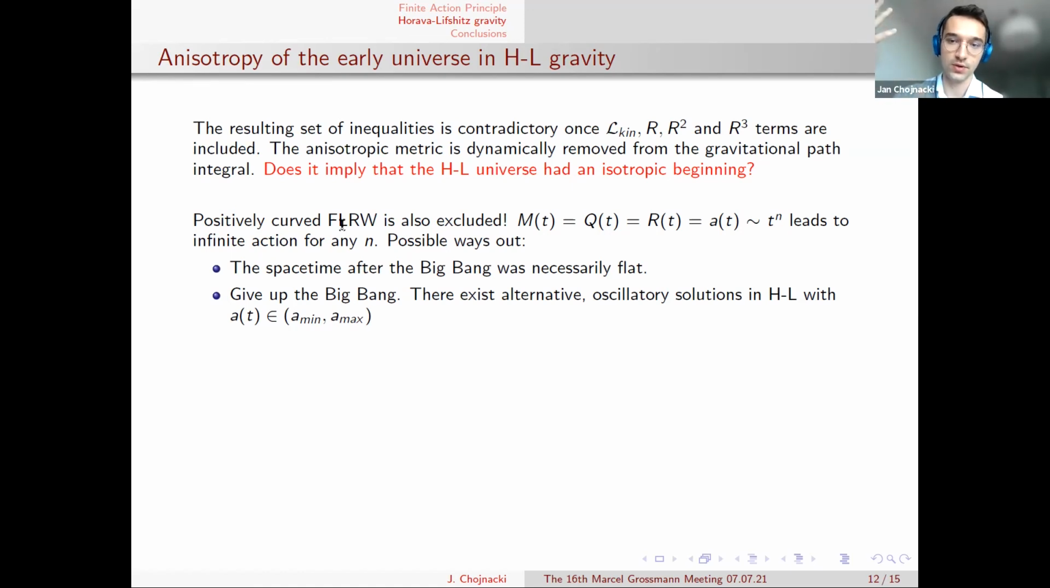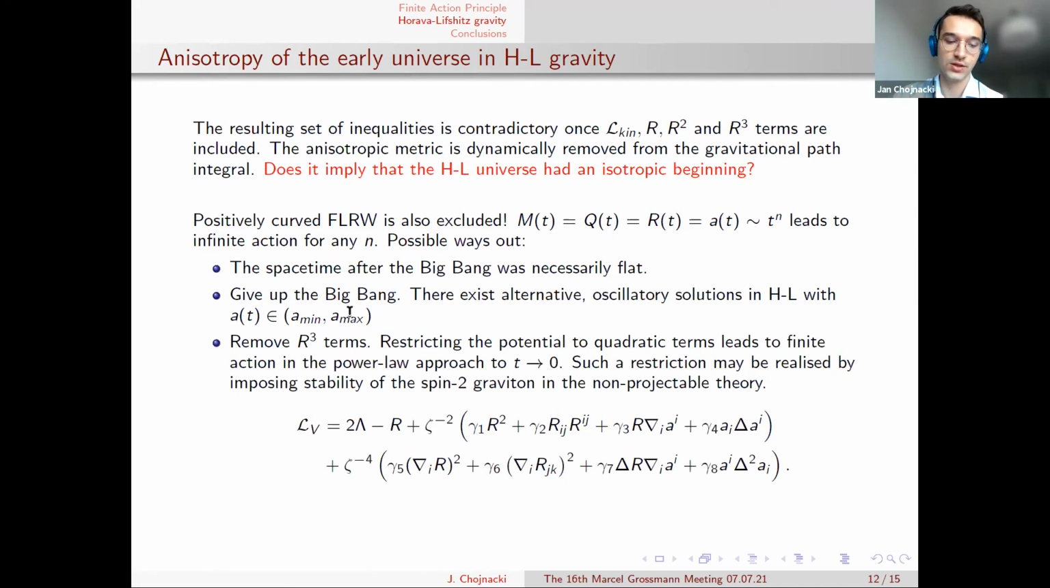But there are also other ways to bypass this problem of infinite action. One may give up the Big Bang, which is a big statement. However, there exist alternative oscillatory solutions which have a bounded value of a between some minimal and maximal value. And one may also get rid of the cubic terms. So let go of the minimal theory and consider something else, because the cubic terms are responsible for contradictions in this set of inequalities.